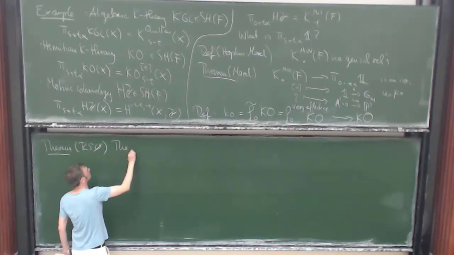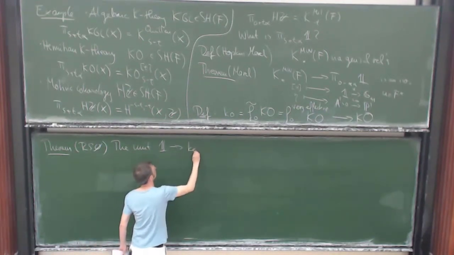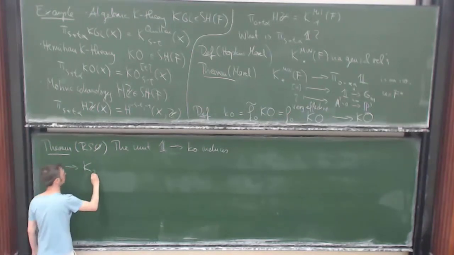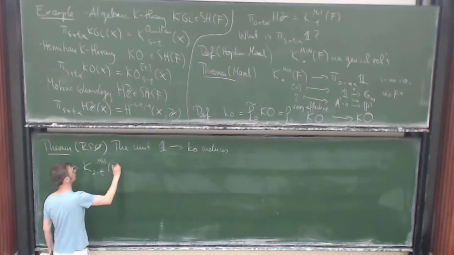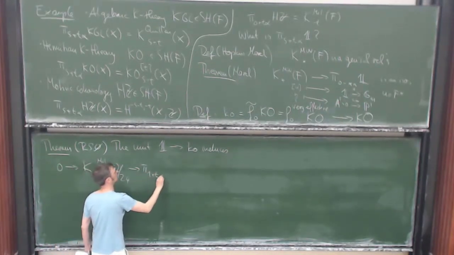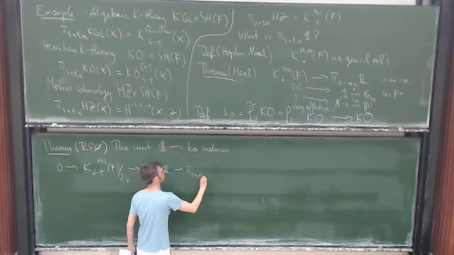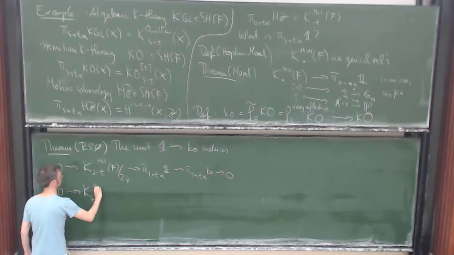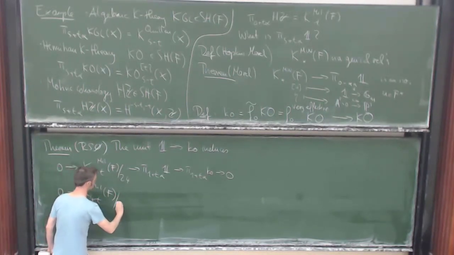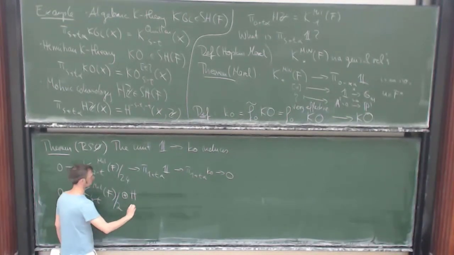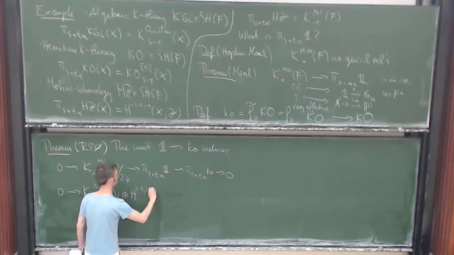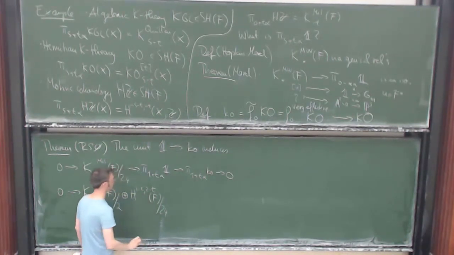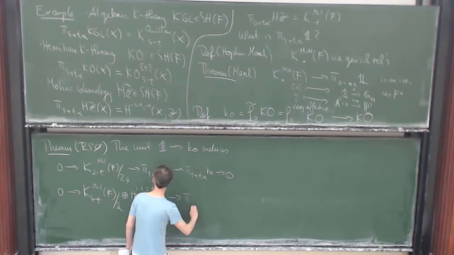So here's the theorem: the unit map from the sphere to little KO induces sequences. The first one looks like this: this is Milnor K-theory mod 24, and there's pi 1 of the sphere and pi 1 of little KO. And for pi 2, there's Milnor K-theory mod 2. And then there's a different group, a motivic cohomology group of F modulo 24. And this describes the kernel of the unit map on pi 2.